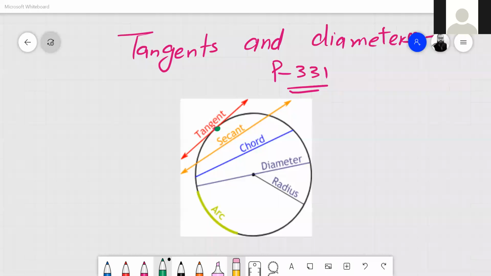A tangent is the line which touches at one point of the circle, and this point where it touches is called the point of contact. And this yellow line crossing over the circle and making two parts.